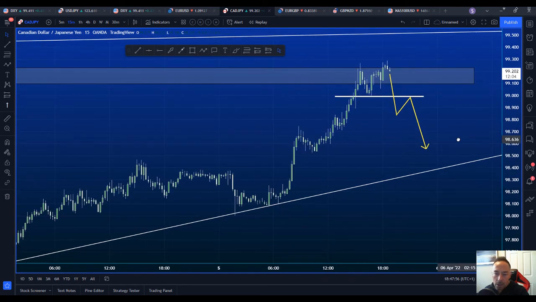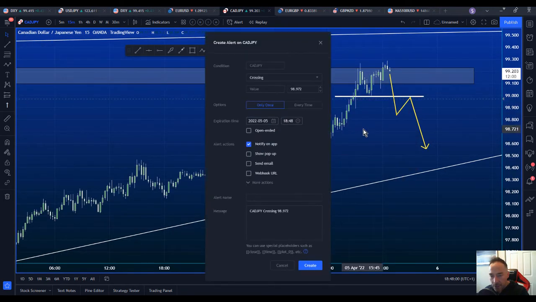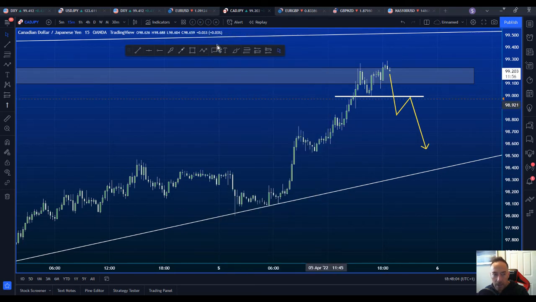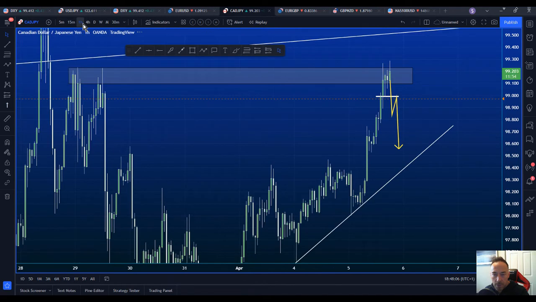and potentially look for an add-in trade. So I'll put another alert in here. Actually, just under 99. And I'm going to leave that in, and we'll see what happens with that.